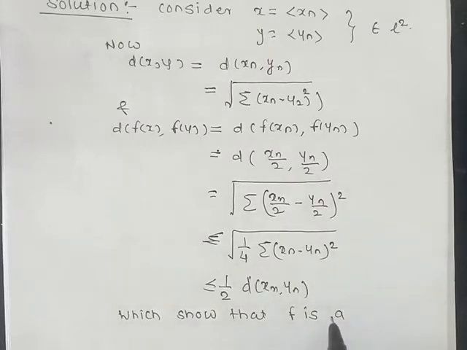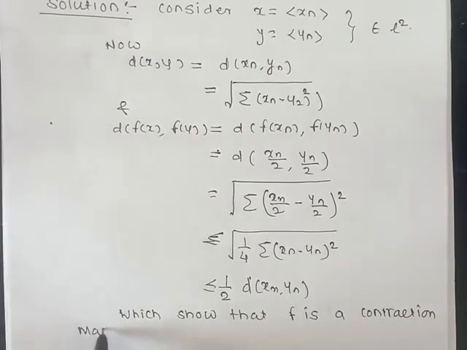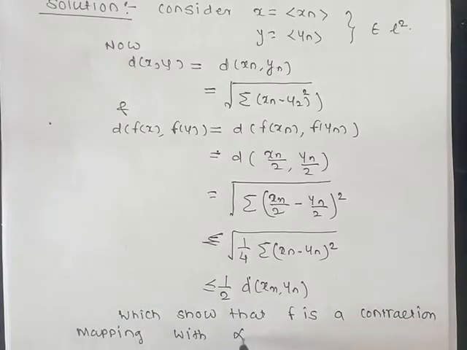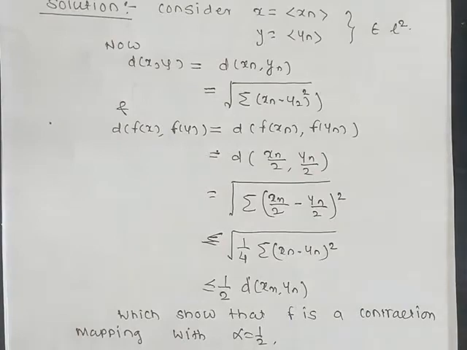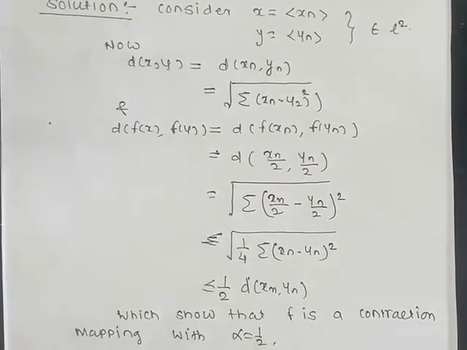which shows that f is a contraction mapping with alpha is equal to 1 by 2.